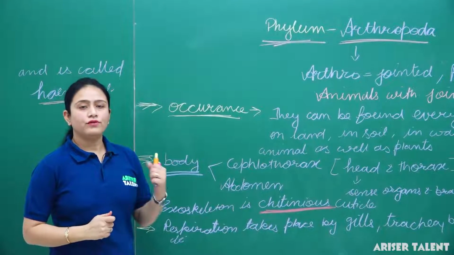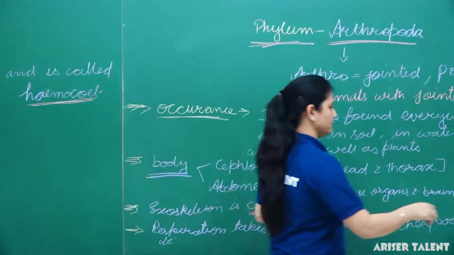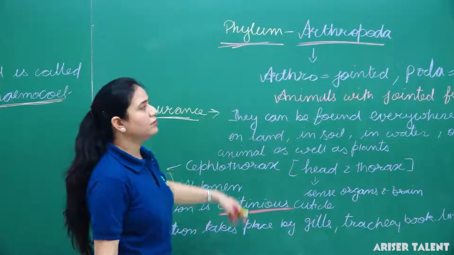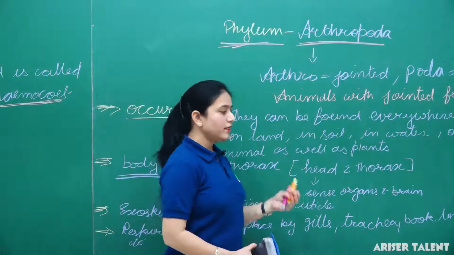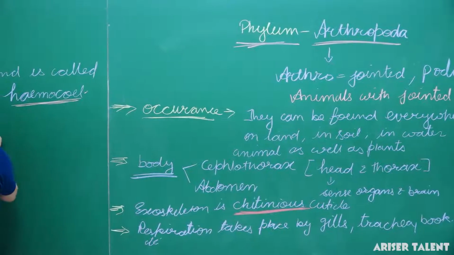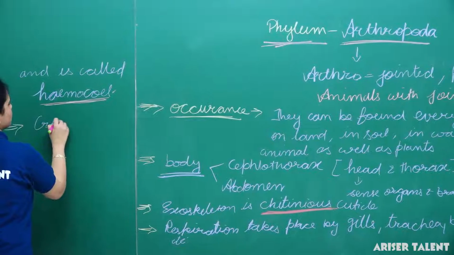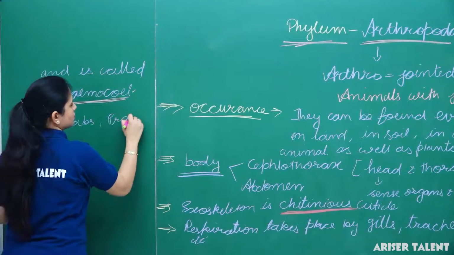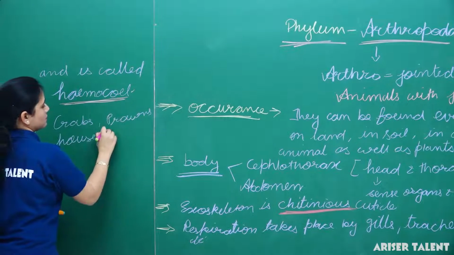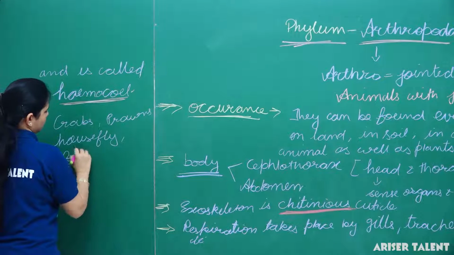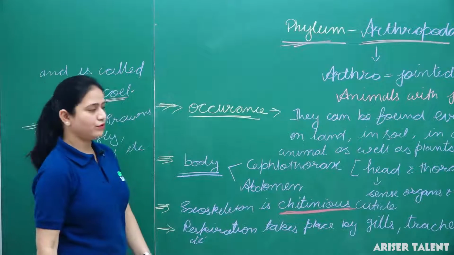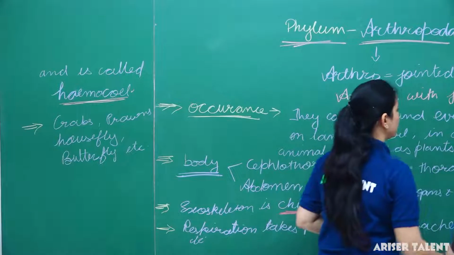Now we will study about phylum Mollusca. One more thing, examples of Arthropoda can be crabs, prawn, insects, houseflies, dragonflies, etc. If we talk about the examples, then crabs, prawns, and all the insects like housefly, butterfly, etc. come in Arthropoda. Next is Mollusca.